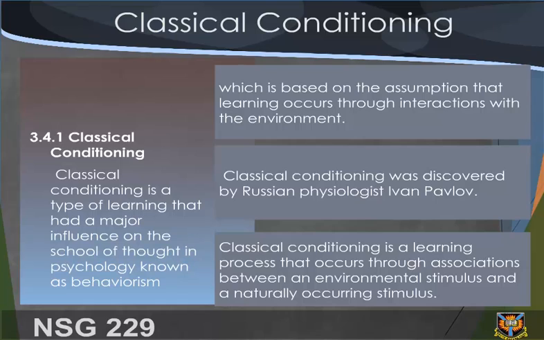3.4.1 Classical conditioning. Classical conditioning is a type of learning that had a major influence on the school of thought in psychology known as behaviorism, which is based on the assumption that learning occurs through interactions with the environment. Classical conditioning was discovered by Russian physiologist Ivan Pavlov. Classical conditioning is a learning process that occurs through associations between an environmental stimulus and a naturally occurring stimulus.